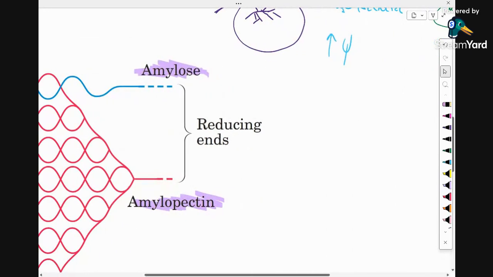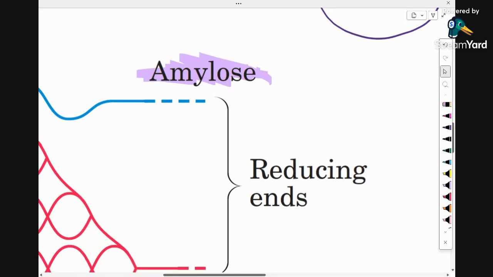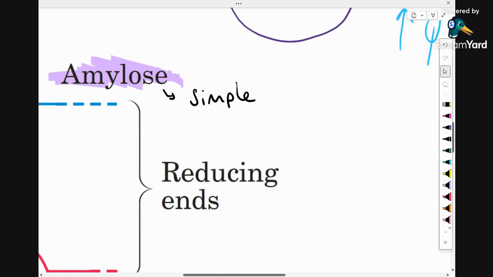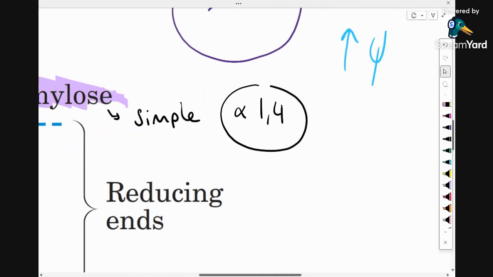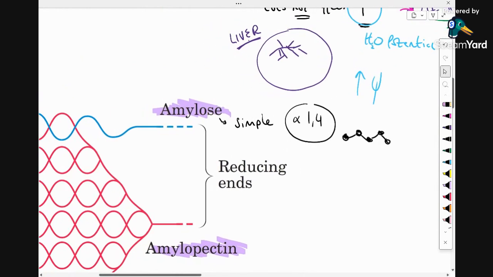You don't need to know much about it. Don't worry about the reducing ends for now. I remember this though: amylose is a simple, short word. Therefore, this is quite simply alpha-1,4 glycosidic bonds. It's a straight, linear chain. It looks sort of like this, a skeletal structure. So that's what it looks like, kind of a straight chain.